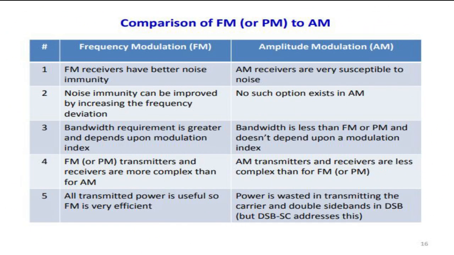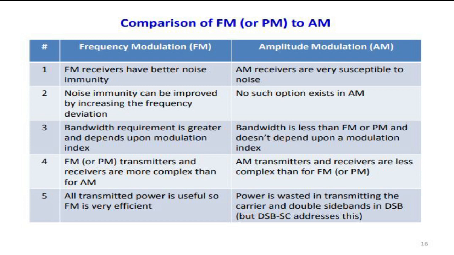In comparing FM or PM to amplitude modulation, frequency modulation receivers have better noise immunity, while amplitude modulation receivers are very susceptible to noise. Frequency modulation noise immunity can be improved by increasing the frequency deviation, while in AM, no such option exists. FM bandwidth requirement is greater and depends upon the modulation index, while the AM bandwidth is less than FM or PM and thus doesn't depend upon the modulation index.